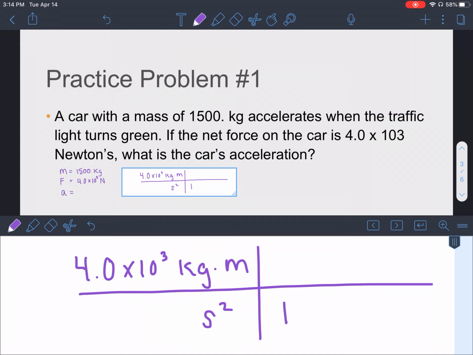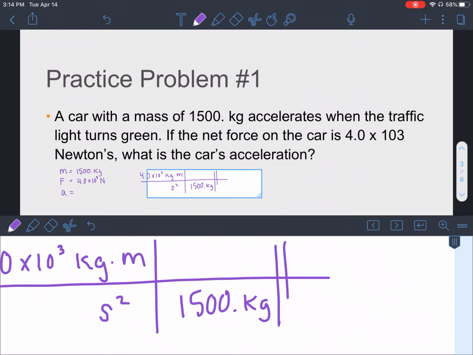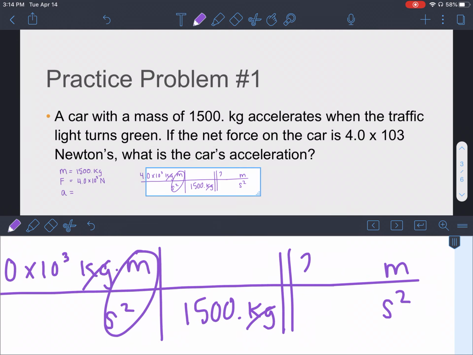You will divide by the mass, 1,500 kilograms. Kilograms cancels out. See the meters per second squared carry through for acceleration. And you would divide 4.0 times 10 to the third by 1,500. And you would get 2.6 repeating.